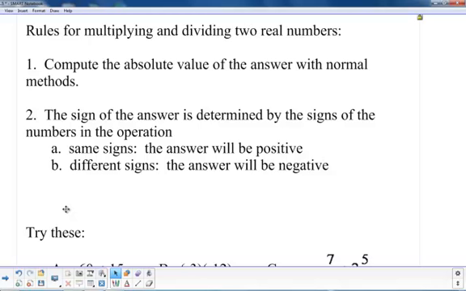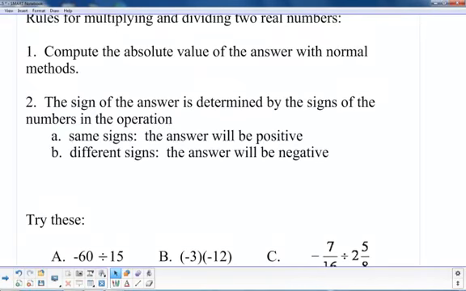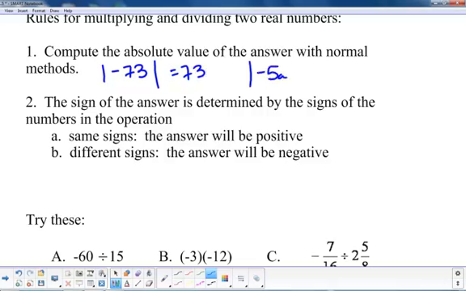Absolute value. I'm going to give you a couple problems for the absolute value up here. We already talked about it a little bit, but it's right here. So negative 73. What's the absolute value of that? 73. Negative 5az. What's the absolute value of that? 5az. 37. What's the absolute value of that? 37.